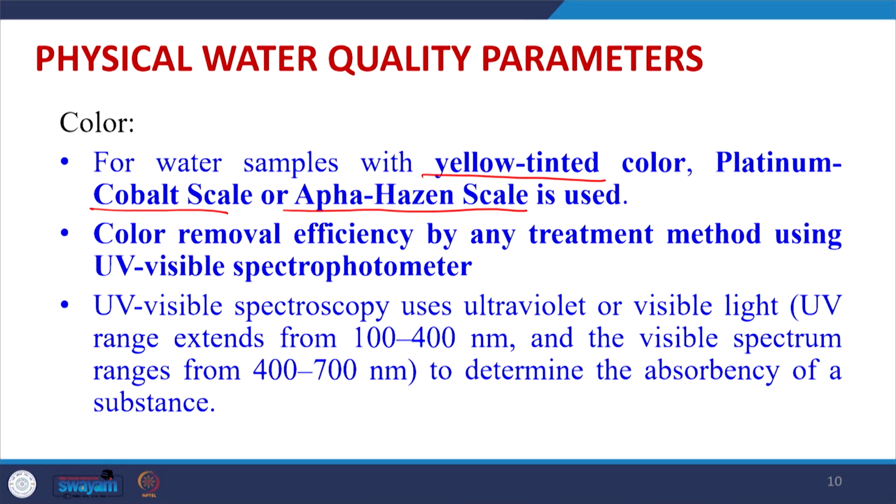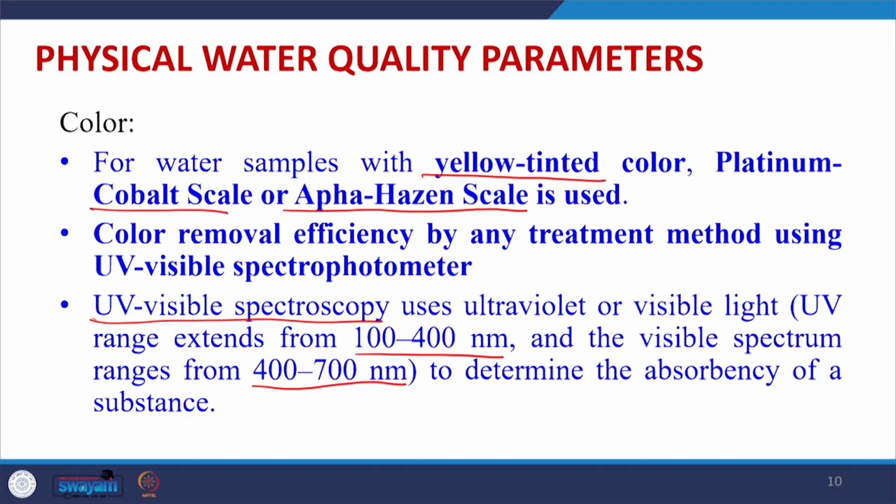Now, if we have to determine any other color, it is very difficult to judge the color of the water in an actual way. We generally use the UV visible spectroscopy method, which uses ultraviolet or visible light. The UV range extends from 100 to 400 nanometer and the visible range extends from 400 to 700 nanometer. So this whole UV visible range from 100 to 700 nanometer is used to determine the absorbance of a substance or of a water sample.